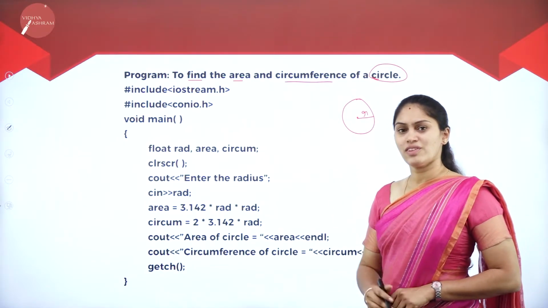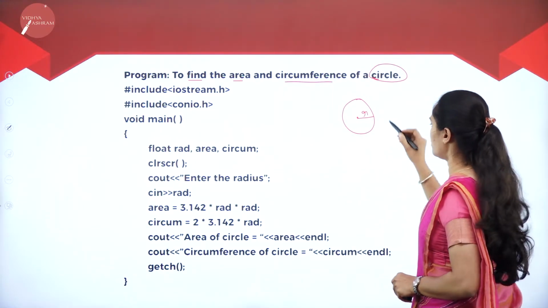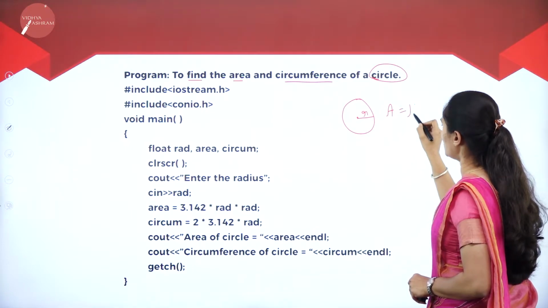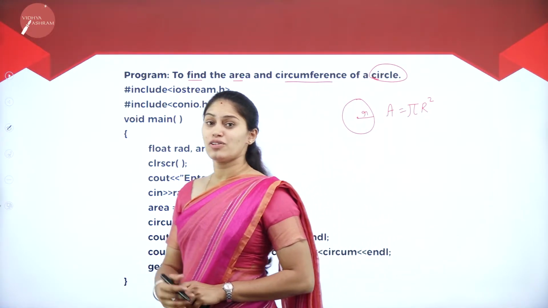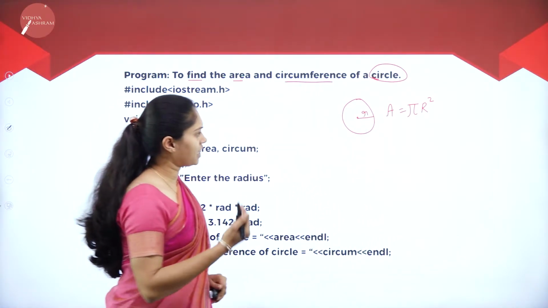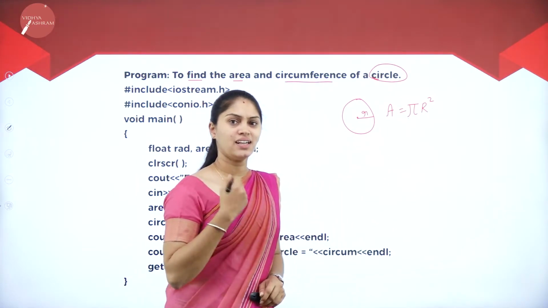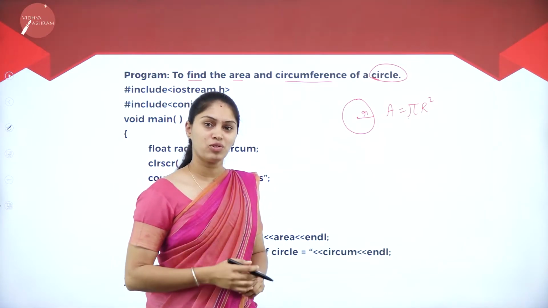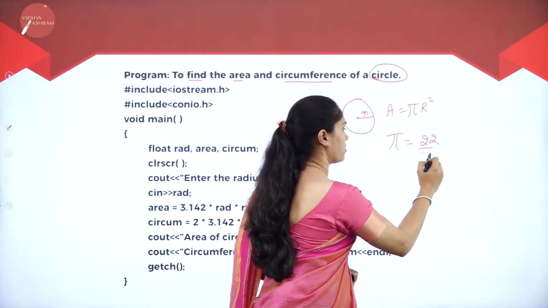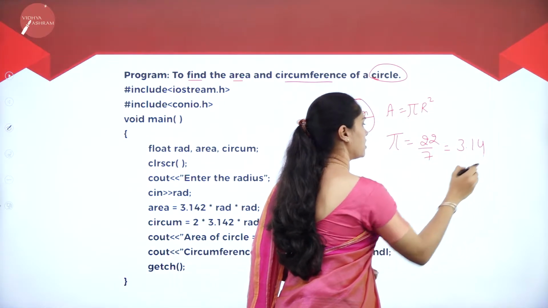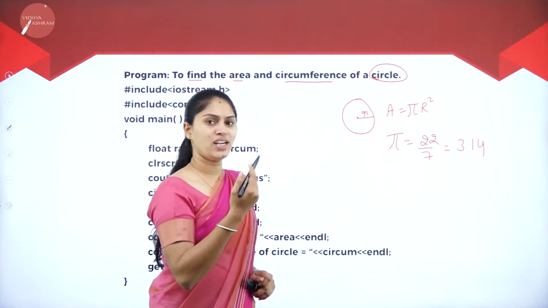How are we going to find the area of a circle? What is the formula? For that we require area is equal to pi r square, right? This is the formula to find the area of a circle. But do we have any key on the keyboard like this pi? No, right? Then how are we going to write this pi in the computer language? We know that the value of pi is 22/7, which gives us 3.14. So we can write this pi value as 3.14.